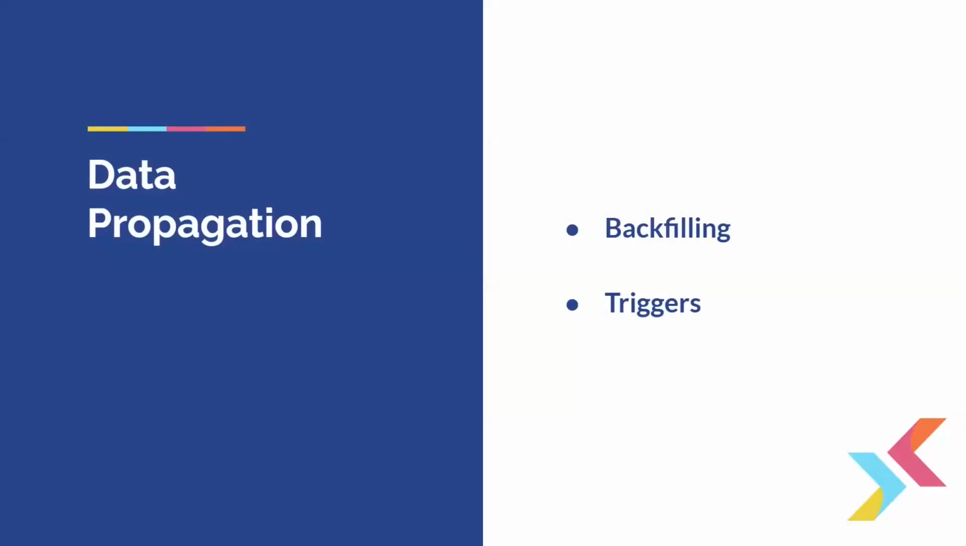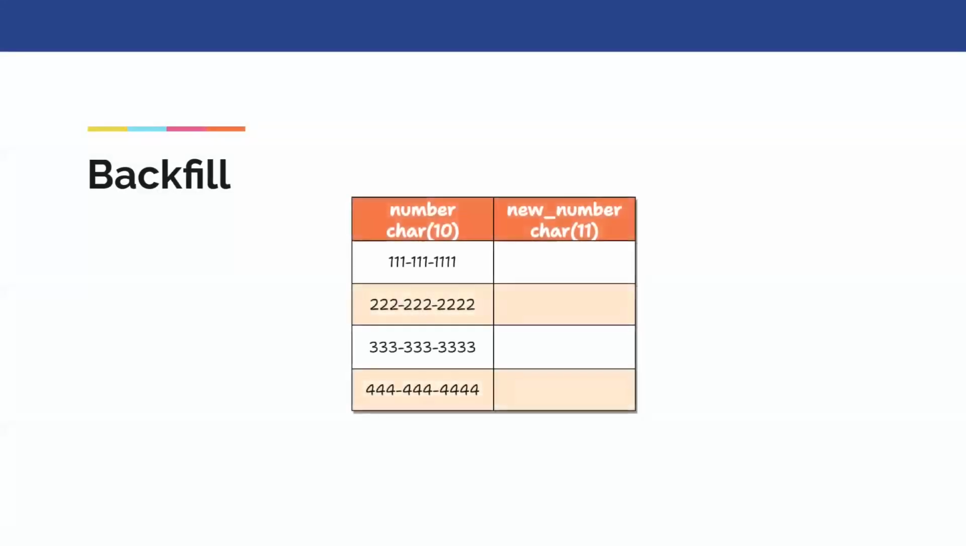We solve that issue by doing backfilling and triggers. Backfill handles the existing data, and triggers handle incoming traffic data. When doing backfill, we go back and transfer data from the old column to the new column. We also need to transform this data so that it can fit the new column requirements. How the data is transformed depends on the use case. So for our specific phone example, we need to make sure to add a digit to the existing string so that it can be stored in the new char 11 column.